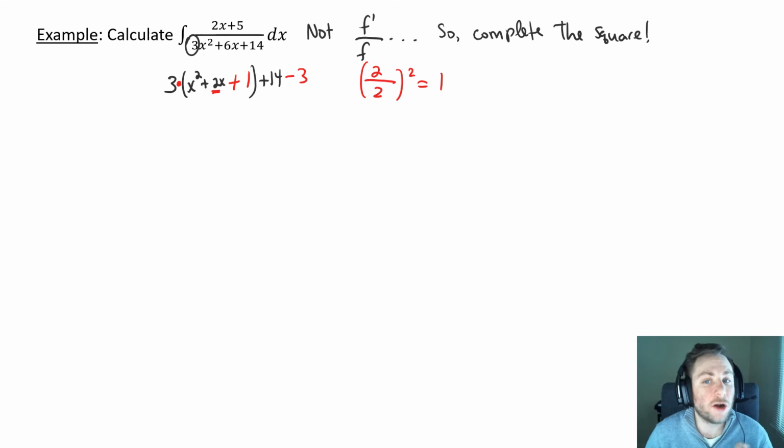If this seemed at all mysterious to you, make sure to review the videos on completing the square, which would explain how this works in more detail. But if you accept what we just did, we know 14 minus 3 can be simplified to plus 11. And the brackets, as always, can now factor nicely.